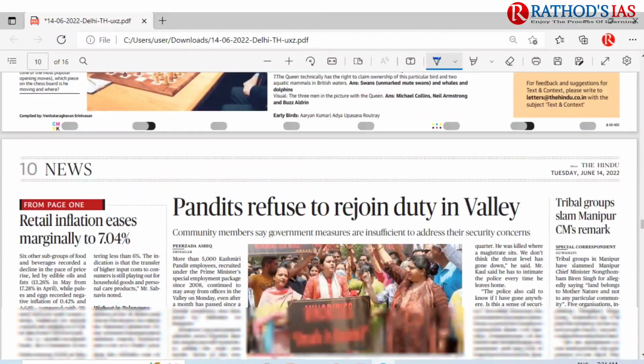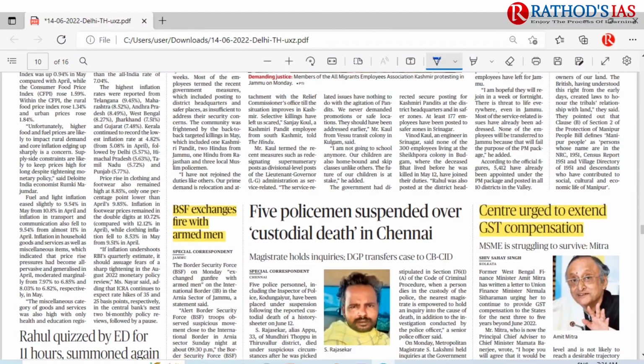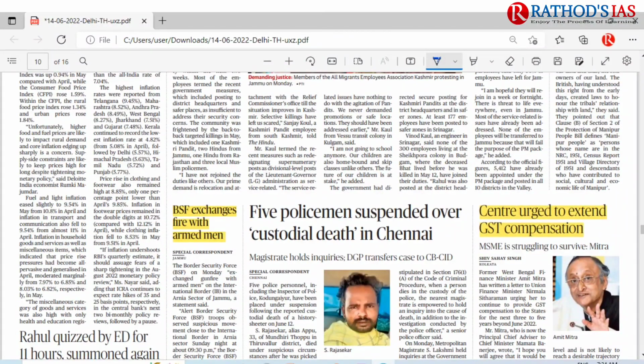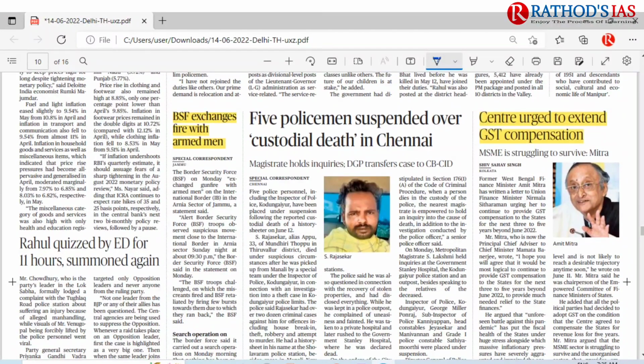And if you move forward in this news page, on page number 10, you can see BSF exchanges fire with armed men. Here you need to know some facts regarding the BSF, and you have to know about Central Paramilitary Forces.